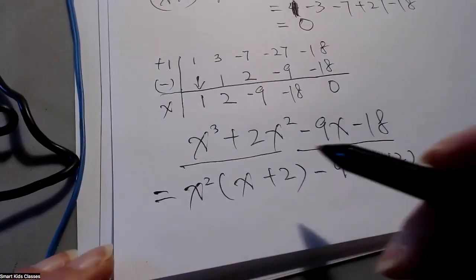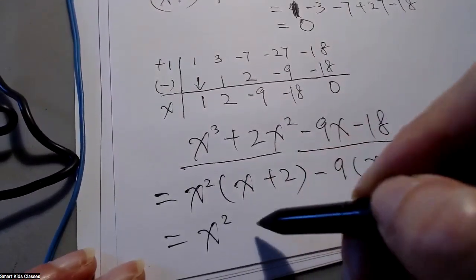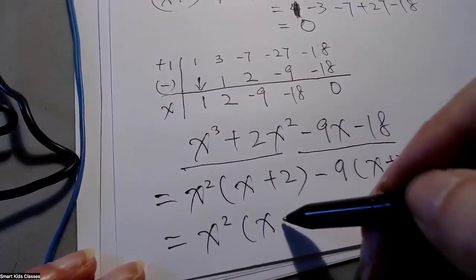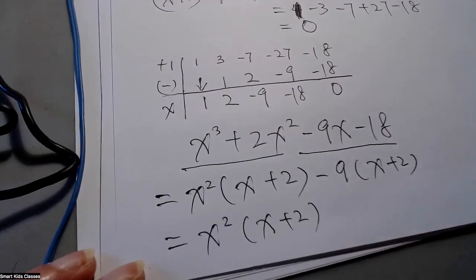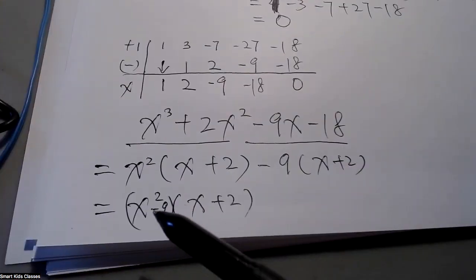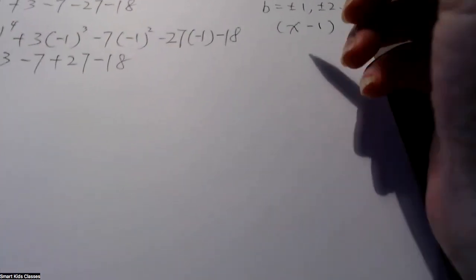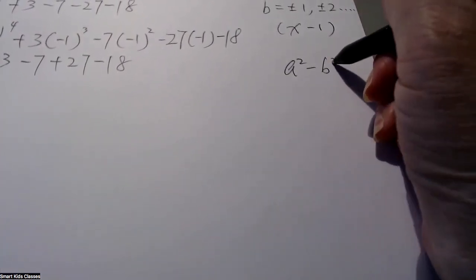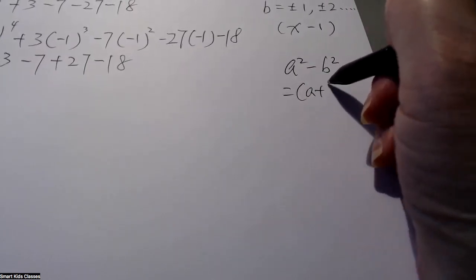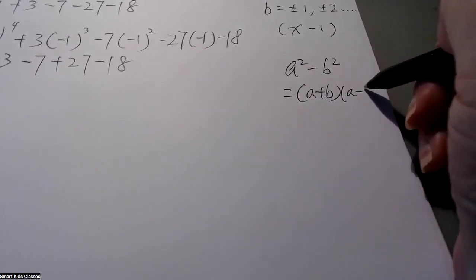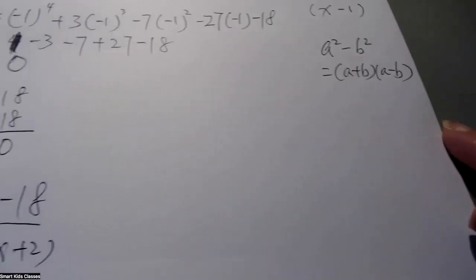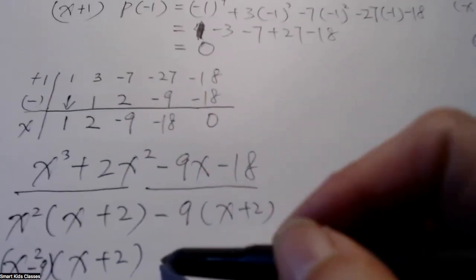Now from here, these 2 terms, we have x exponent 2 times x plus 2, and excuse me, x exponent 2 minus 9 you can make as a squared minus b squared. So I'm going to write the formula here. a squared minus b squared is equal to a plus b times a minus b. So we apply this formula here. We're going to make room here.